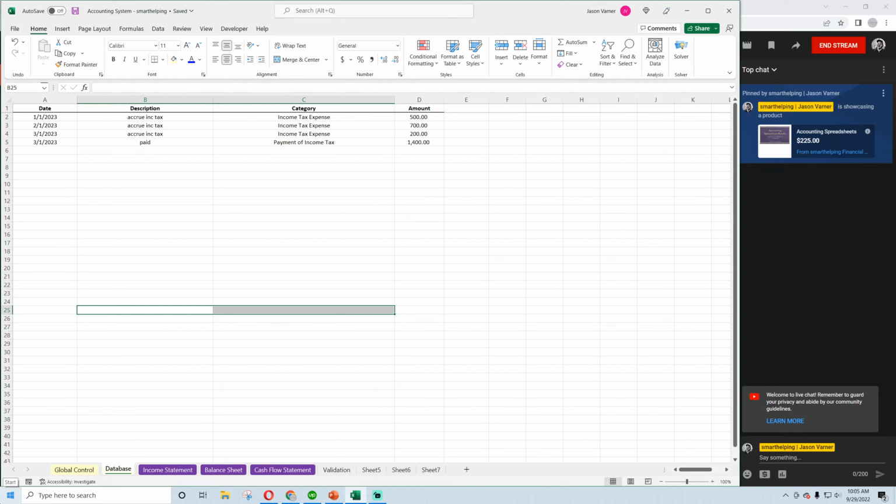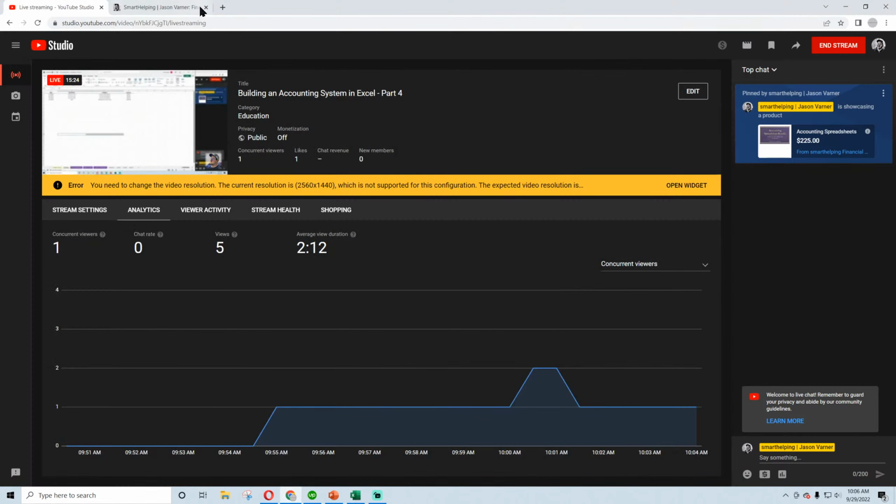Holy cow, my screen keeps going black. That's really frustrating. What is wrong with my cords here? Something's wrong. Let's try to plug these in better or something. Yeah, that's really annoying.